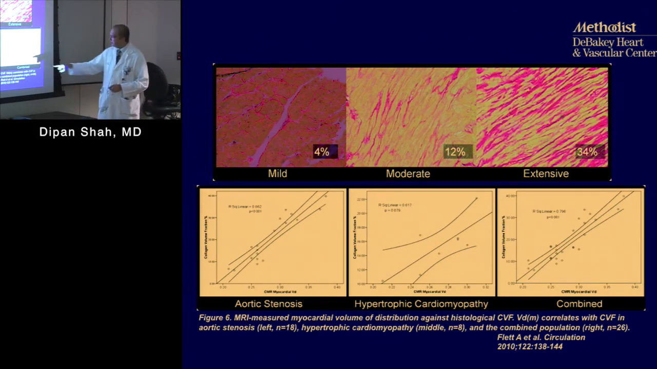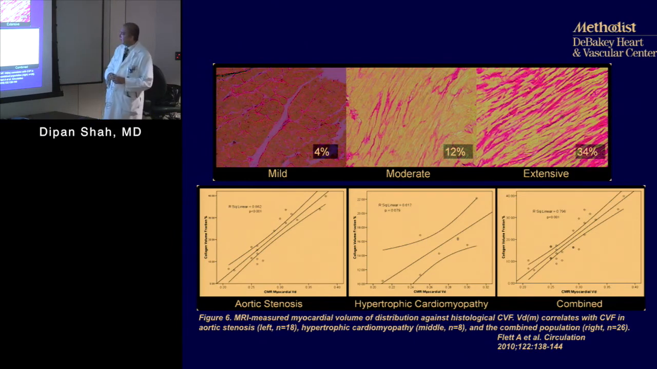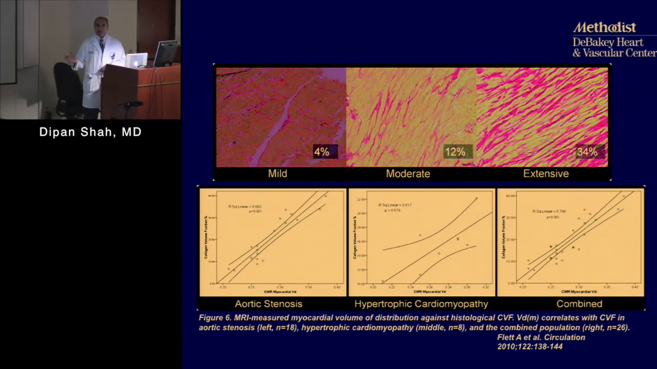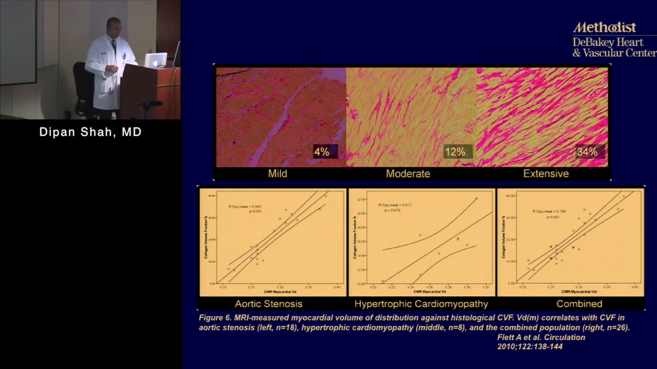Then they also looked at a group of patients that underwent surgery for hypertrophic cardiomyopathy. Again, these are small numbers, but you see a similar relationship. And lastly, this is when they combine both groups together. Again, you see that there seems to be a regression or relationship between CMR-derived markers of extracellular volume and histologic measures.